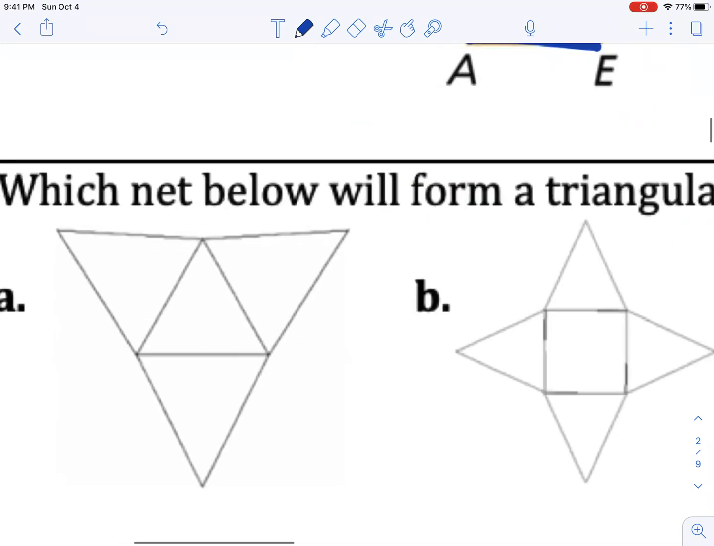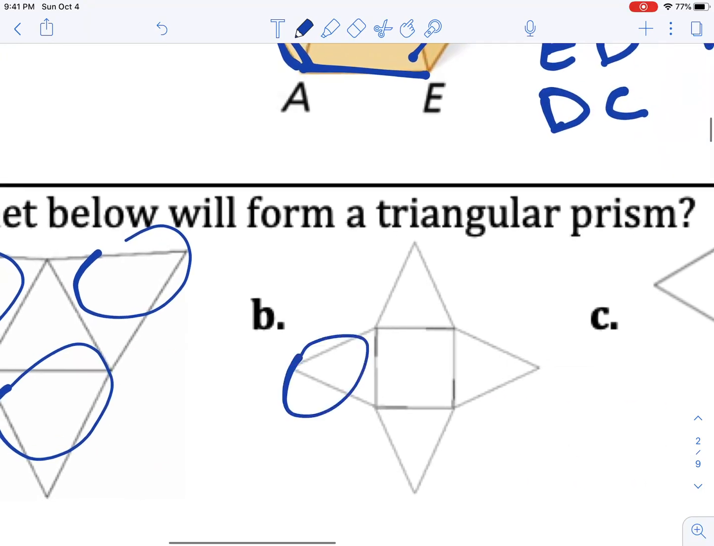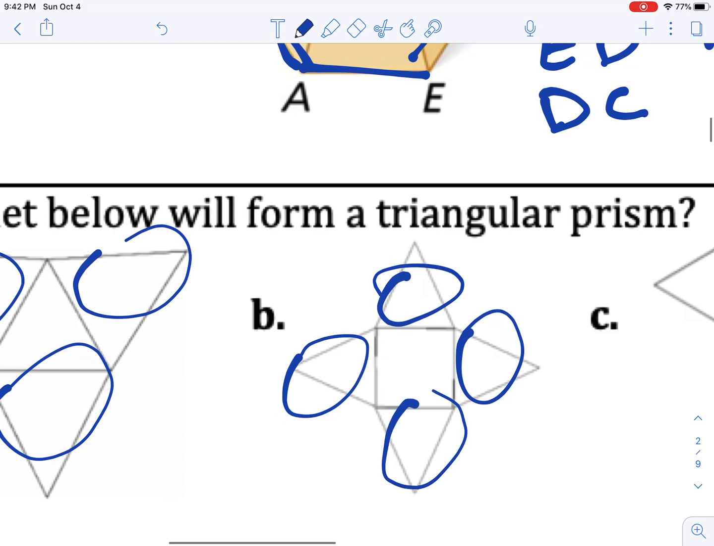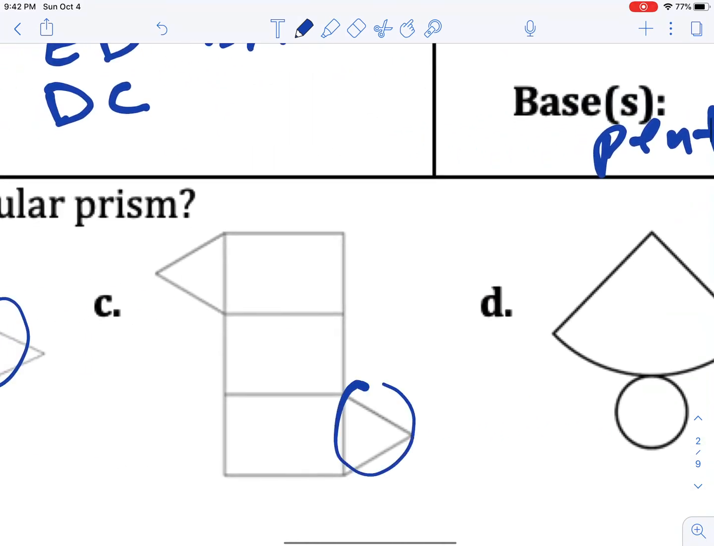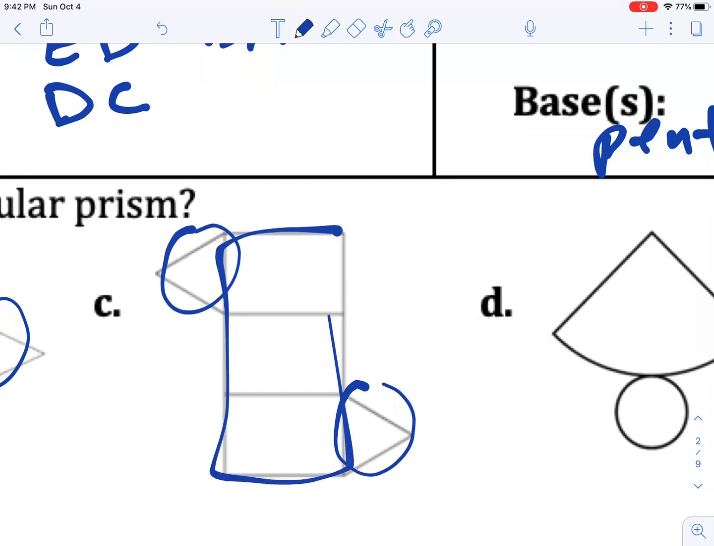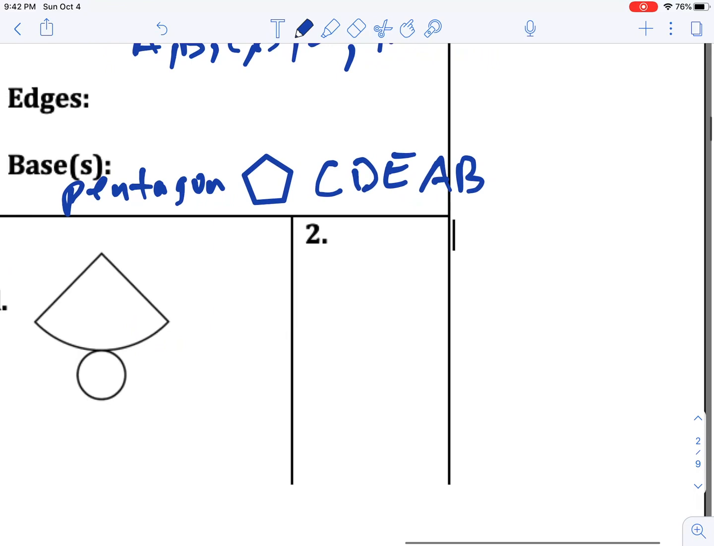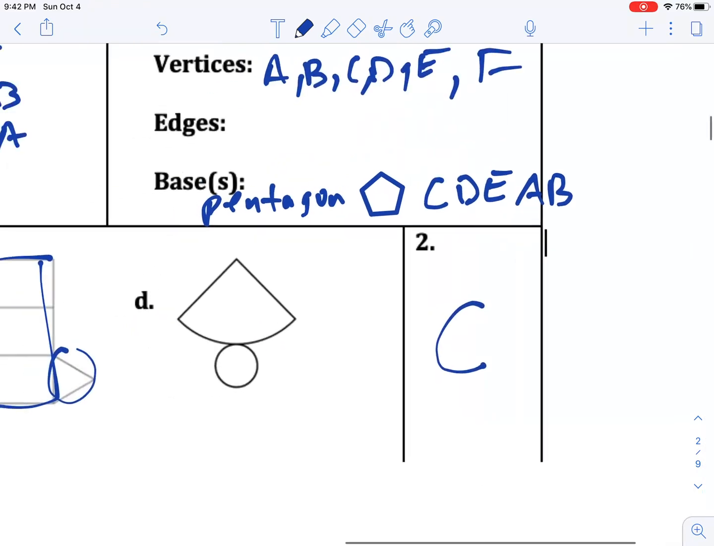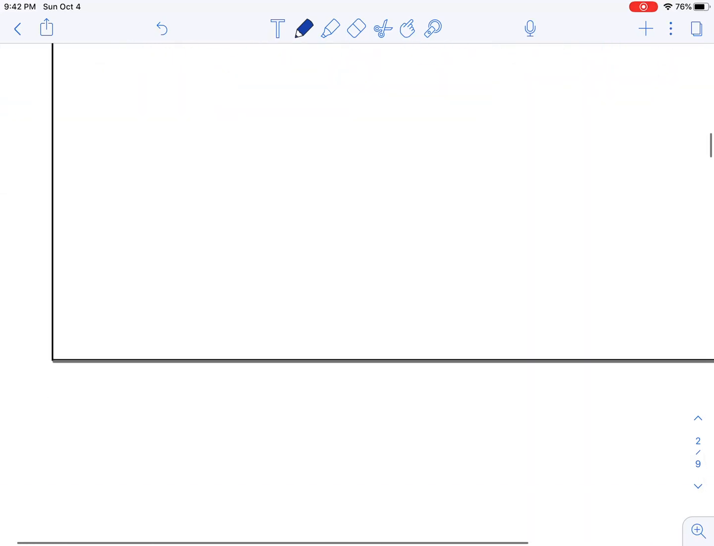Okay, which one of these is a triangular prism? First off, we have a lot of triangles, that's a pyramid. Same thing here. Lots of triangles, that's a pyramid. Lots of triangles here. Oh, there's 2 triangles here, but the rectangles make it a prism. So the answer is letter C. All right. The cone is the one with the circle and this portion of a circle, or sector of a circle.